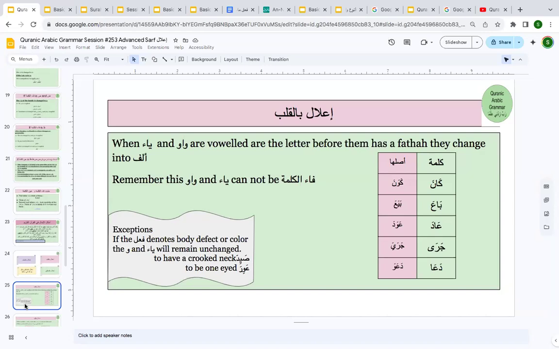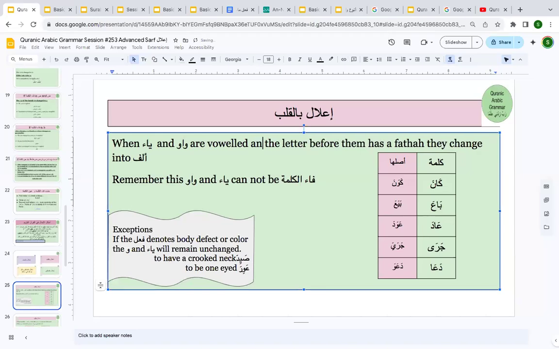I'lal bil qalb, the first example that I have for you is when waw and ya have a haraka. When waw and ya are voweled, and the letter before them has a fatha, do you know what happens to waw and ya? They change into alif. So al-qalb is a good term to use for this process. You think of how kawana became kana yakunu?